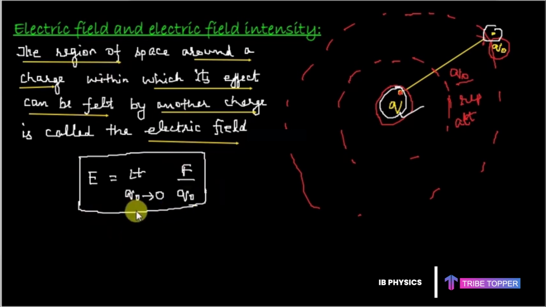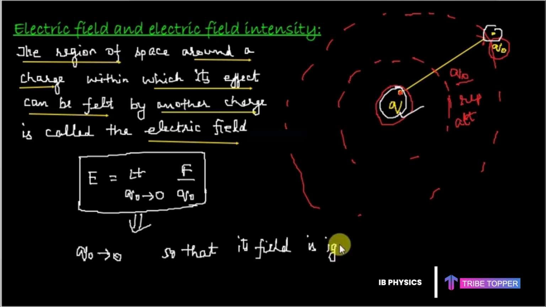Why have we done that? The test charge Q naught tends to 0 so that its field should not interact or interfere with the field of charge Q. This can be an important question for 1 mark, that why this limit is put. Q naught tends to 0 so that its field is ignorable, because if we put this charge to be very, very small, the field that this charge Q naught will produce will be ignorable and not interfere with the field of this charge. Therefore, the strength of the electric field can be determined from F upon Q naught, and we put a limit Q naught tending to 0.